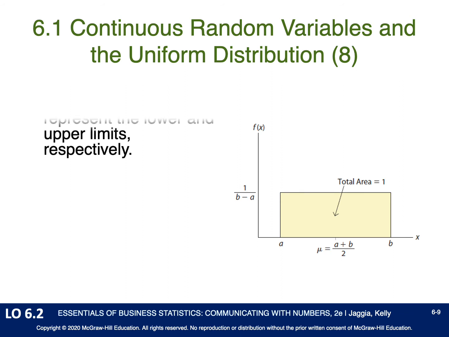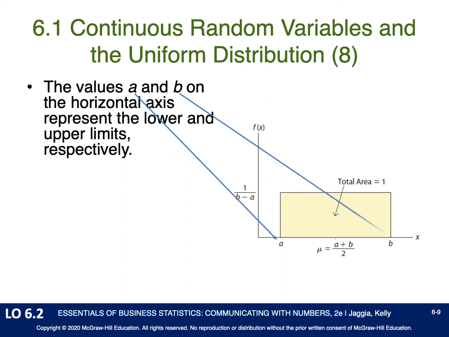All right, so let's look at, here we have our a and b. These are our lower and our upper limit. So a is our lower limit, b is our upper limit. So if we're graphing this, x is our horizontal axis and y is the function of x, okay? So we've graphed our lower limit a and our upper limit b.